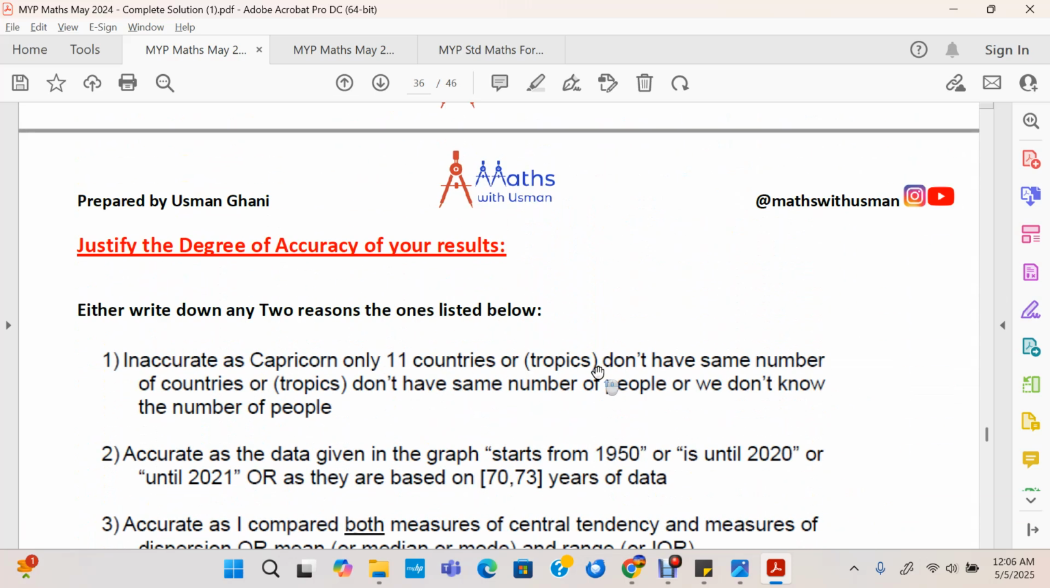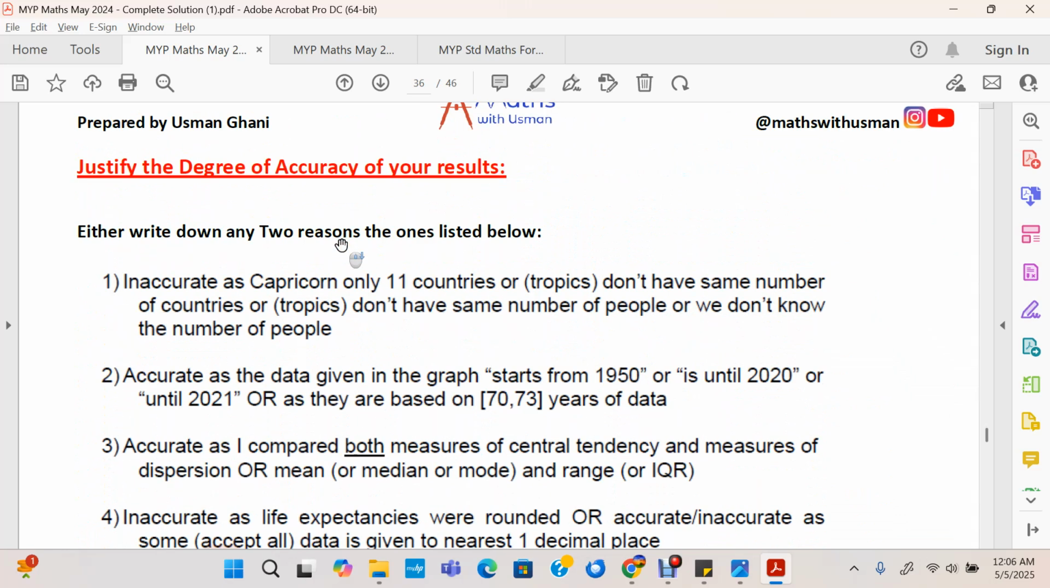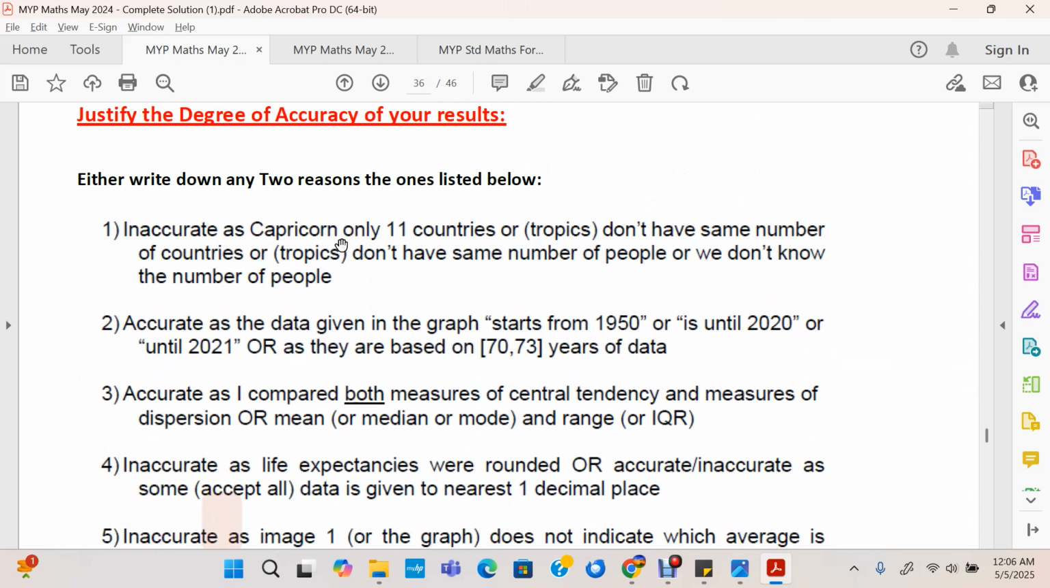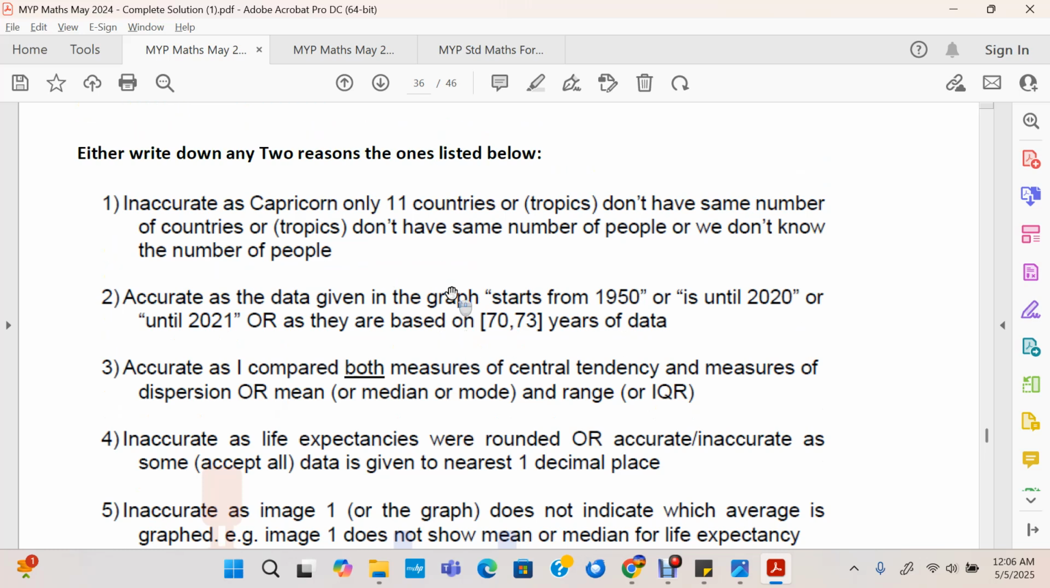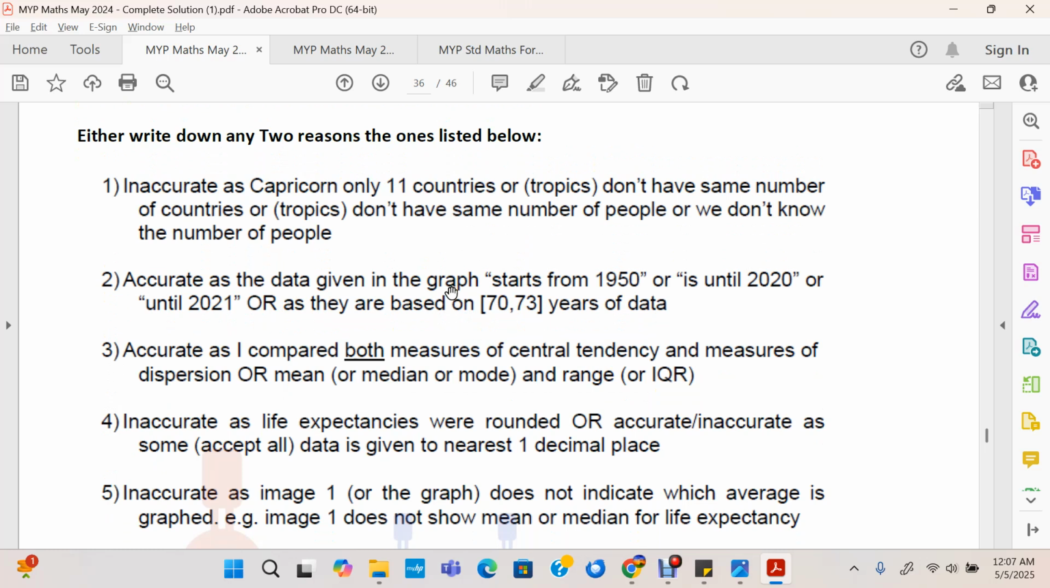Okay, justify the degree of accuracy of your answers. In this case, both inaccurate and accurate were accepted. Let's read all of the answers. Inaccurate, as Capricorn only had 11 countries and the Tropic of Cancer did not have 11 countries. So when you don't have the same number of countries to compare, how can you have a fair comparison?